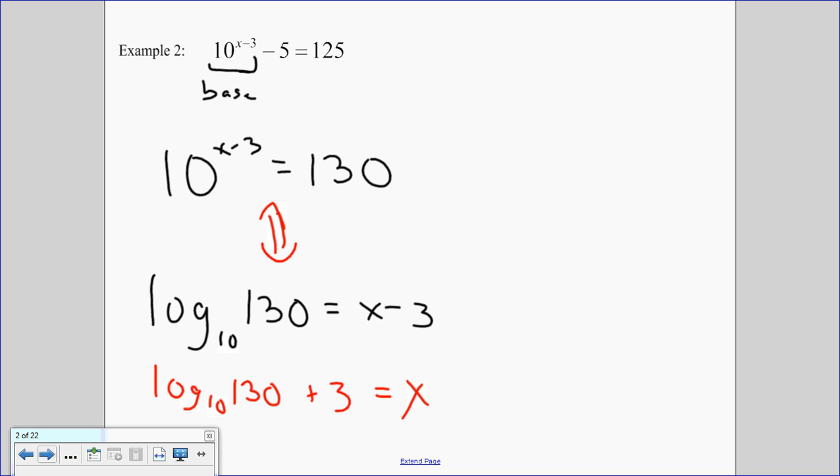A lot of times we will have to get a decimal answer. Let's do that. Let's see, log. I'm getting 5.1.